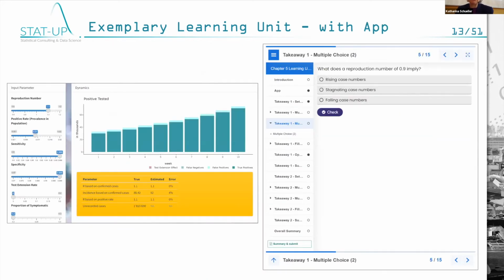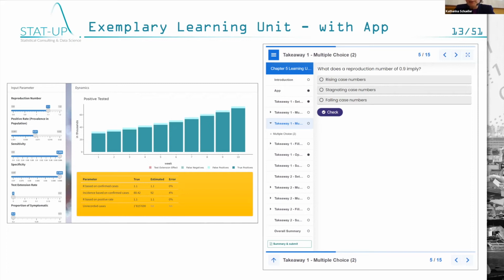There are also learning units that include an app. If you want to, I can show you one of those interactive apps. They were using R Shiny, and this app shows the dependence of indicators that we calculate from positive cases. We see how it depends on certain circumstances or input factors. We can give some input factors like the true reproduction number. We can assume a certain reproduction number, and we assume a certain rate of testing, which equals the true prevalence in the population. Of course, we do not know that either. Then we assume a sensitivity of the test and the test extension rate. This is created to simulate the situation in summer 2020.